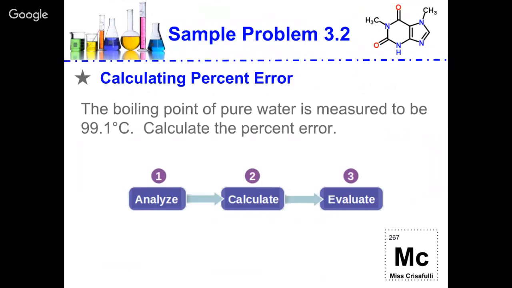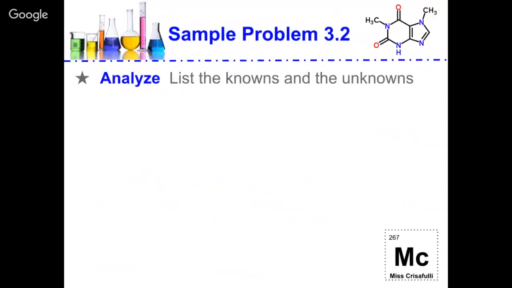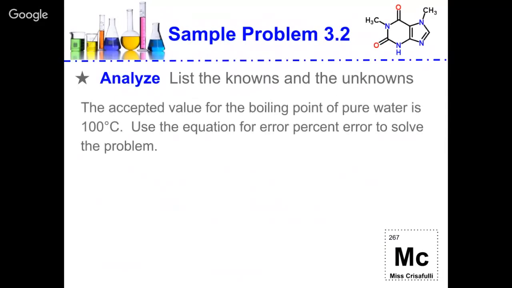So we have to think about this in 3 steps. We're going to analyze first, calculate, and then evaluate our answer to make sure it makes sense. So let's look at analyze. We're going to list the knowns and unknowns. We know that the accepted value of the boiling point of pure water is 100 degrees Celsius. And then we're going to use the equation for percent error to solve the problem.